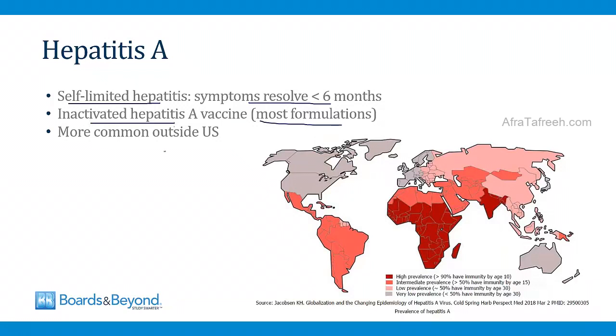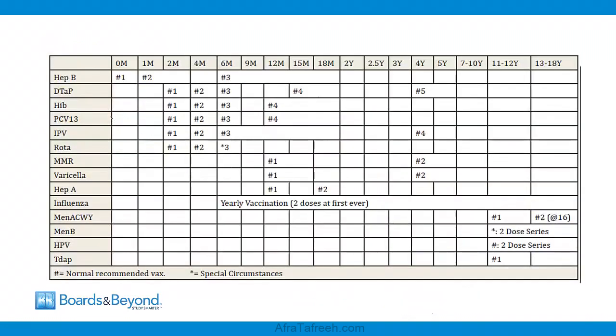Now, hepatitis A is much more common outside the US. It's very common in Africa and parts of Asia, like I'm circling with my pen here. But there are enough cases in the United States in children that years ago it was recommended that this vaccine be added to the schedule and given at 1 year for the first dose. Okay, back to this slide.